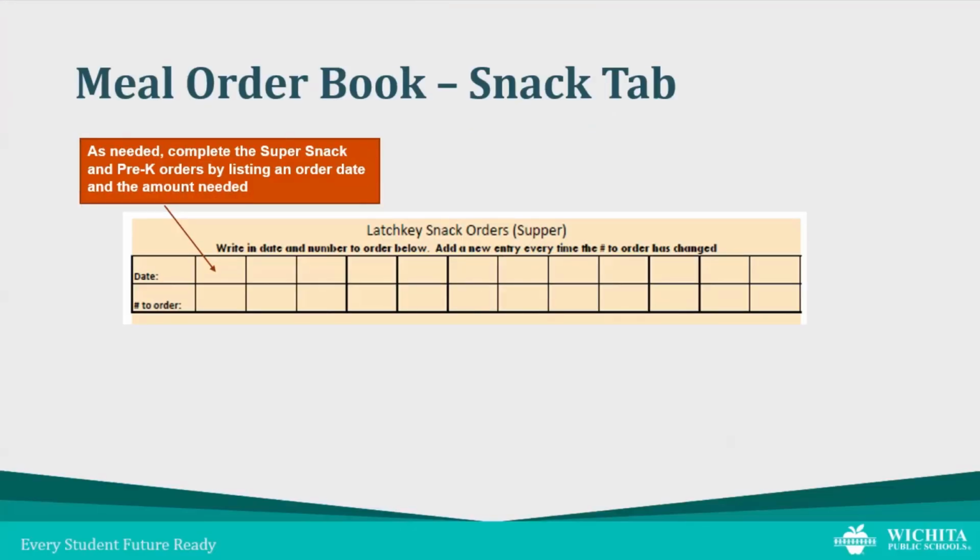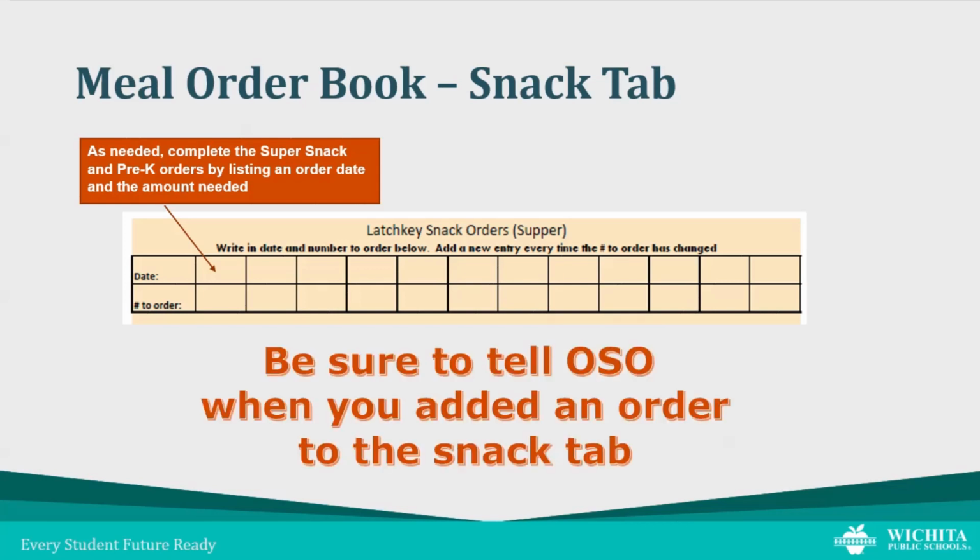Let's look at the snack tab. As needed, complete the super snack and pre-K orders by listing the order date and the amount needed. Typically, these orders don't change a whole lot. So when you do need to change the order, be sure to tell the one-source operator when you added an order to the snack tab.